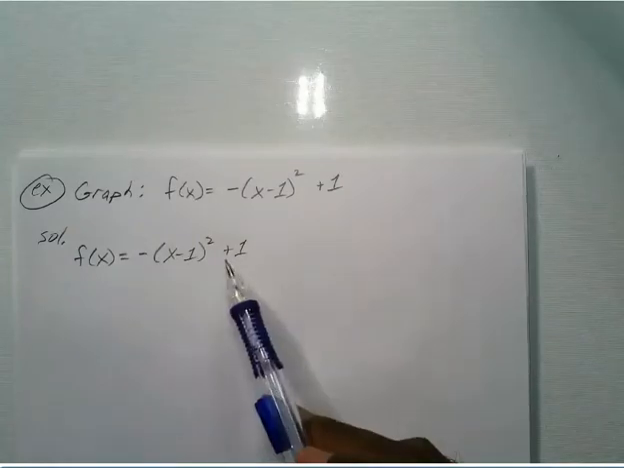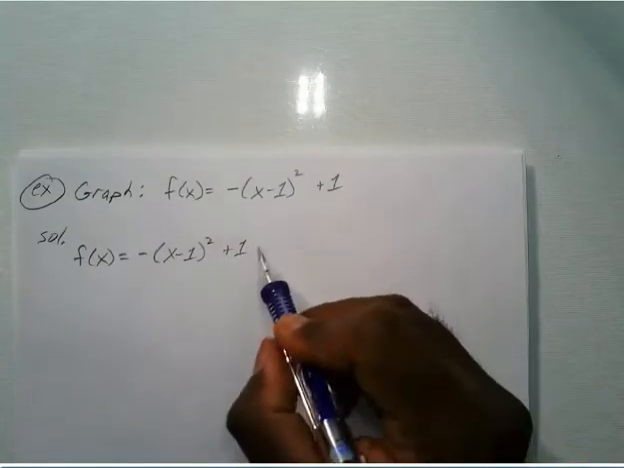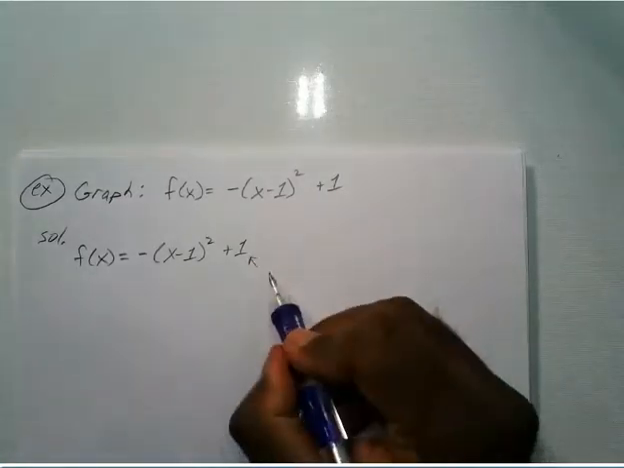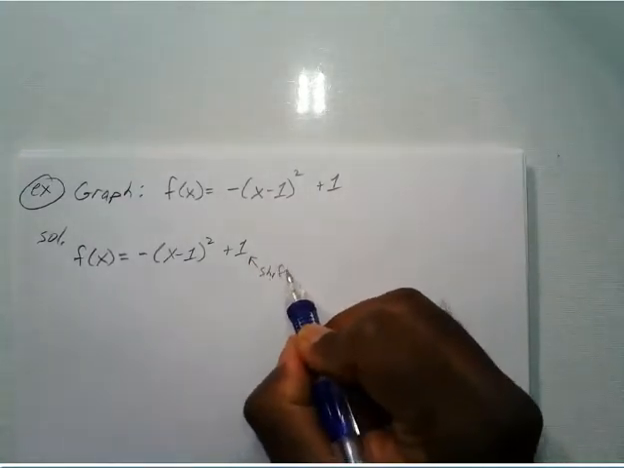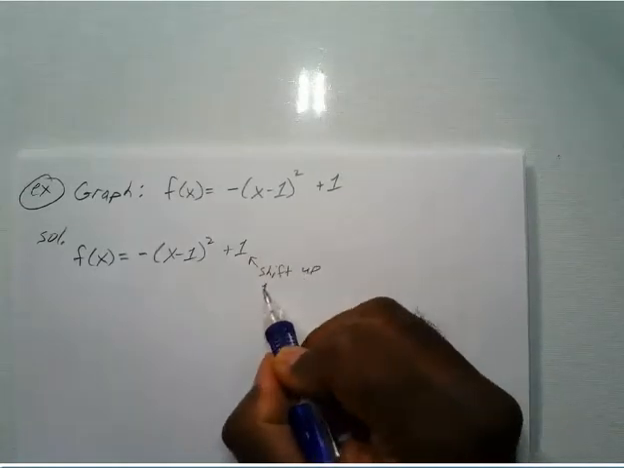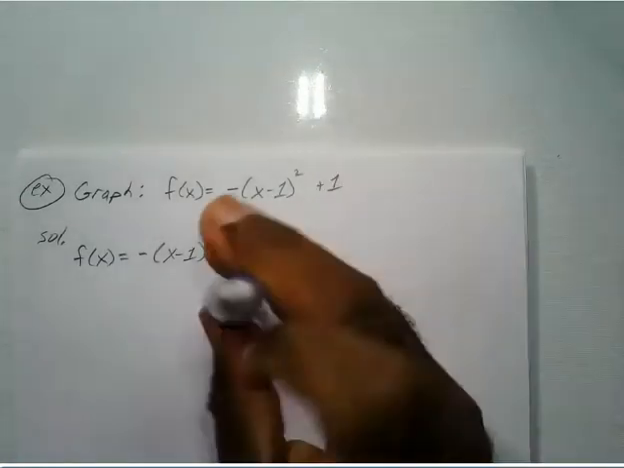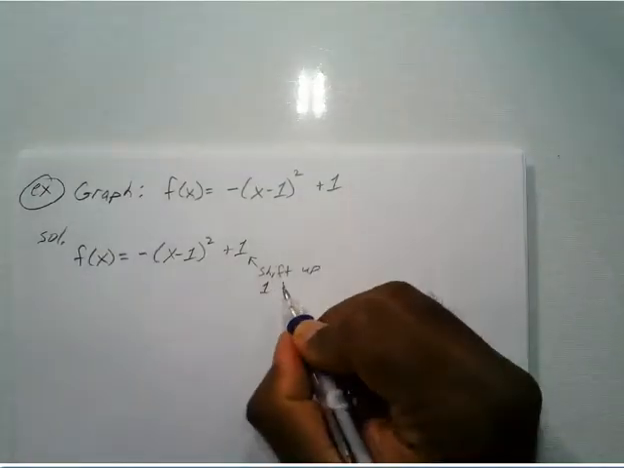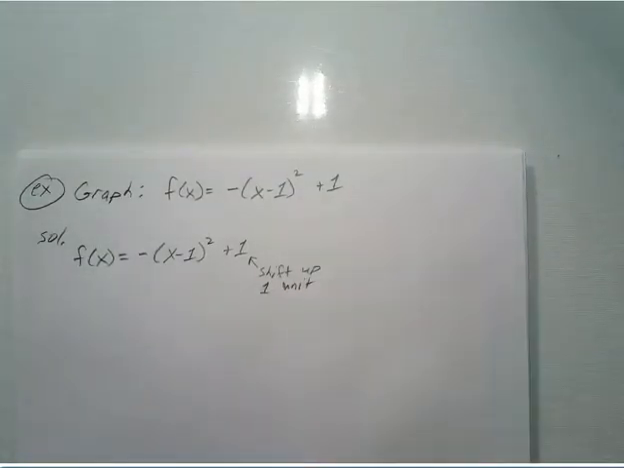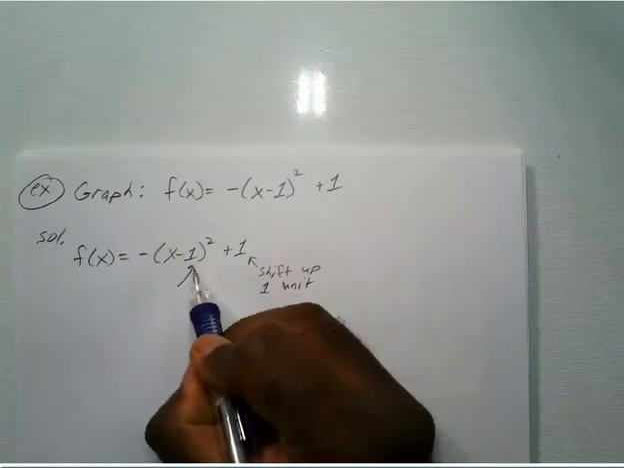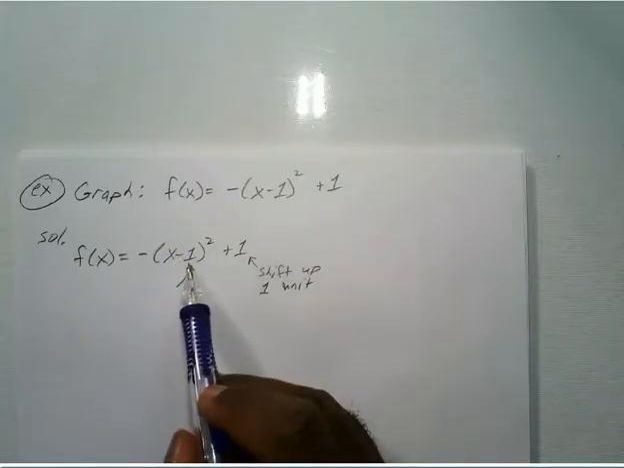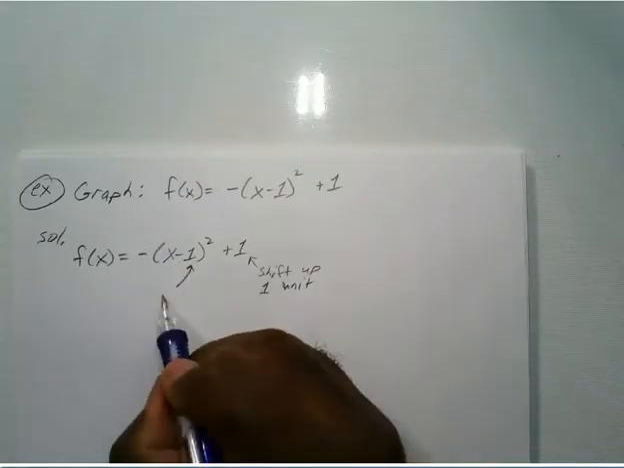Just like before, when you have that plus a value on the outside, you know that's our vertical shift. So this means it's going to shift up 1 unit. Okay. Now in here, of course, that's our horizontal shift. That means, since it's minus 1, we're going to shift to the right 1 unit.